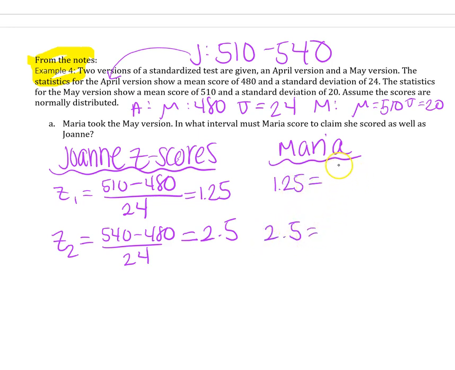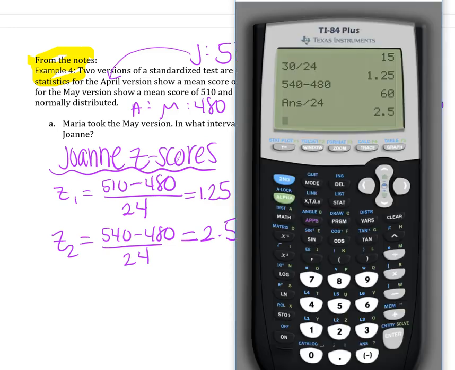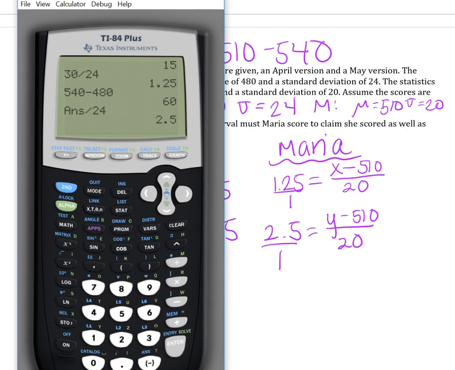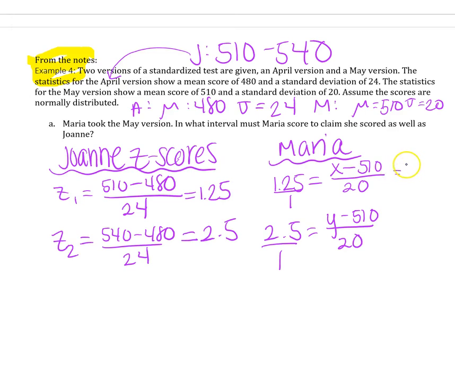I don't know her score. I'll call her lower bound x. Okay, so her lowest score as x, the mean on her test was a 510. Standard deviation was 20. I'll call her upper possible score y. Okay, and now you just got to solve for x and y. So put them over 1, cross multiply, and solve. So let's see here, 1.25 times 20. Then I'll add over the 510. Okay, so 535.